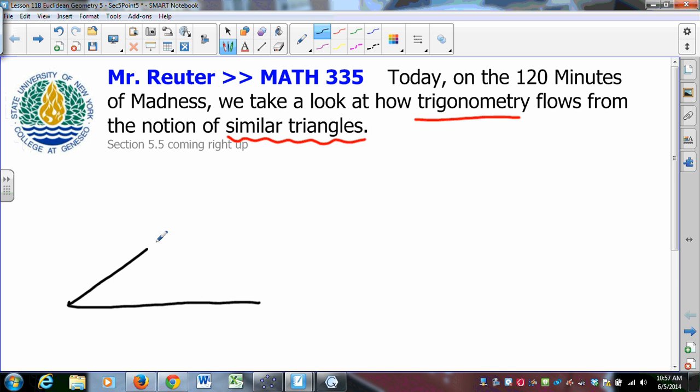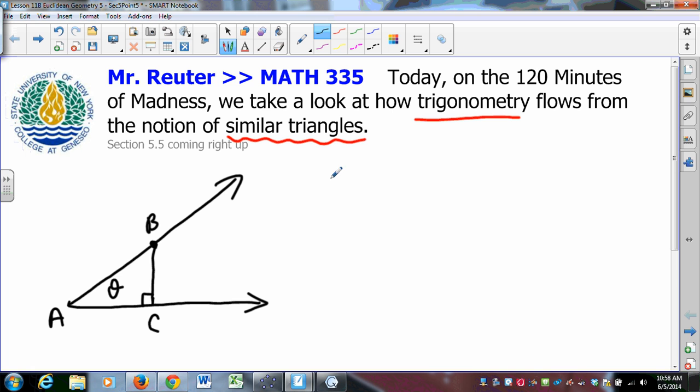Got some angle. The angle is theta. The angle is made up of two rays. We choose any point on one of the rays, and we drop a perpendicular to the other ray. So let's pretend that the common point for the rays is A. Let's pretend that the point we picked on one of the rays is B, and let's pretend that the foot of the perpendicular to the other ray is C.